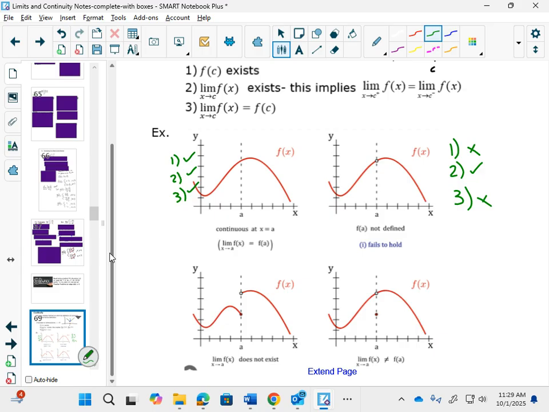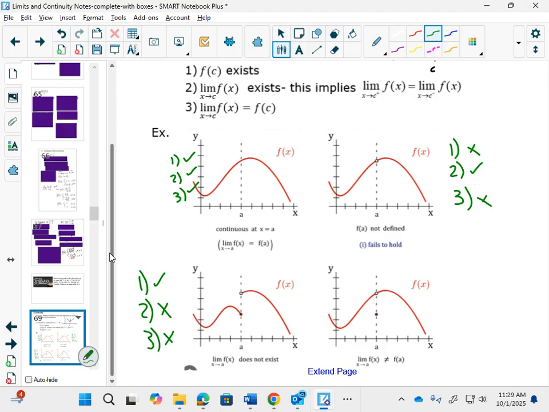The point doesn't exist at A. So you already know 1 is bad, but 2 would be good, 3 would be good. Okay? This one, the point exists, good. Does the limit exist? No, that's bad. The limit doesn't exist, so the third thing would be bad.